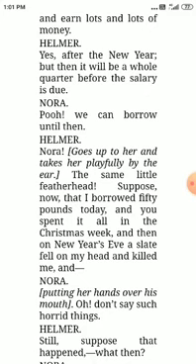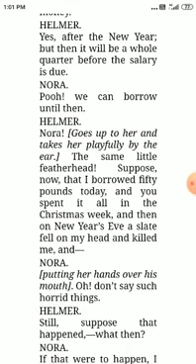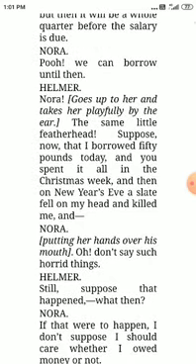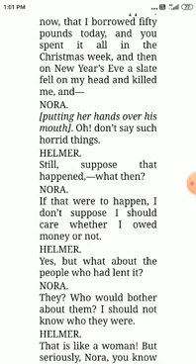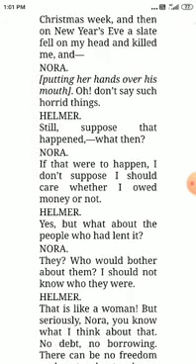Suppose now that I borrowed 50 pounds today and you spent it all in the Christmas week, and then on New Year's Eve, a slate fell on my head and killed me. Nora puts her hands over his mouth. Oh, don't say such horrid things. Helmer: Still, suppose that happened, what then? Nora: If that were to happen, I don't suppose I should care whether I owed money or not to anybody, that is.